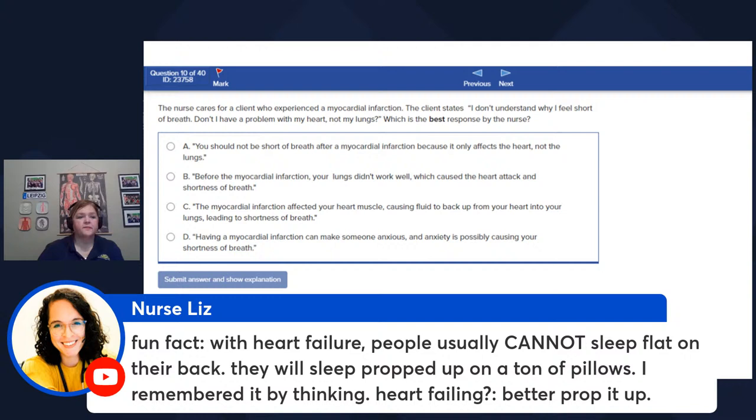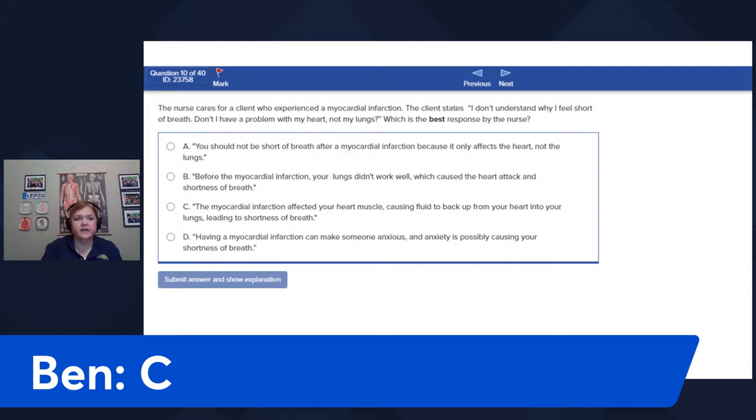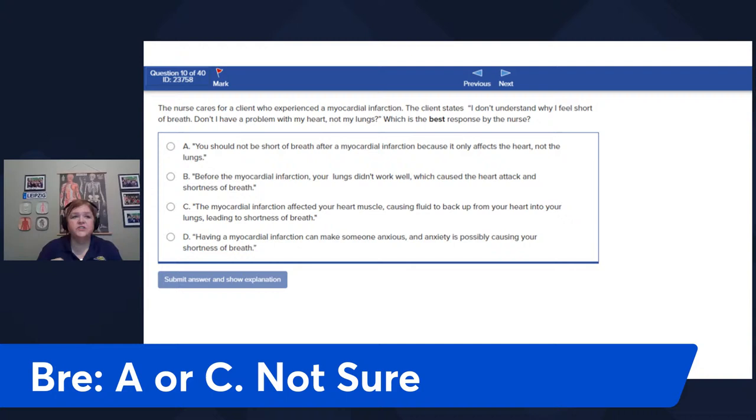Okay, ready? Let's see how you did. The nurse cares for a client who has had an MI, a myocardial infarction, or a heart attack. The client states, and anytime you see that in an exam question, pay attention. If the client is communicating something to you, that's really important. But here's what they said: I don't understand why I feel short of breath. Don't I have a problem with my heart, not my lungs? Which is the best response by the nurse?